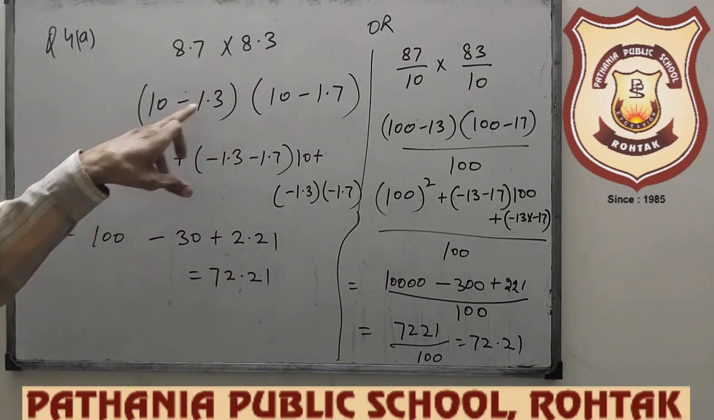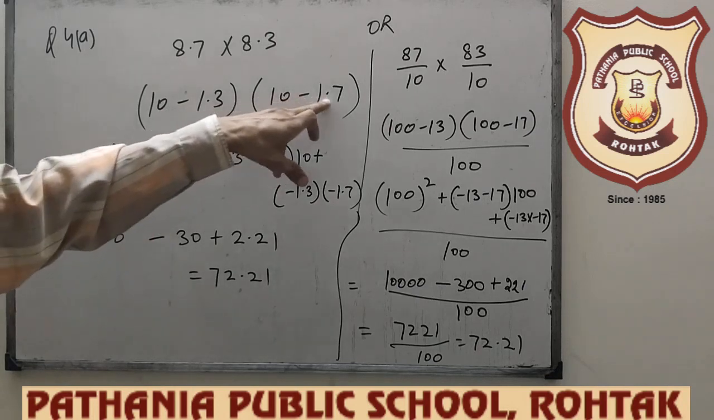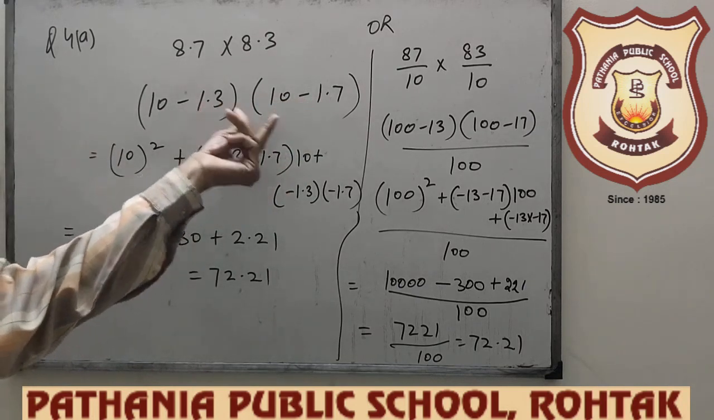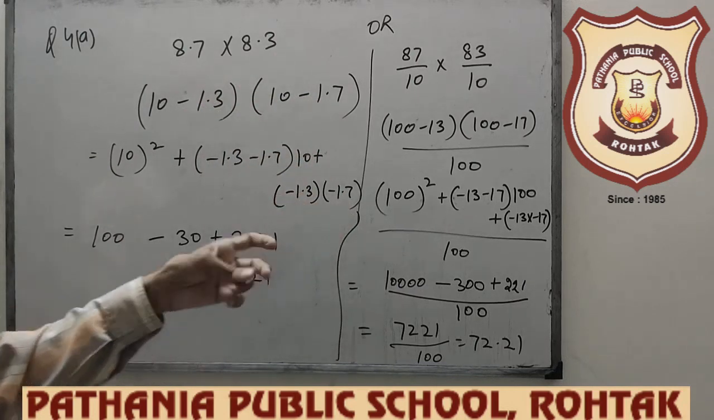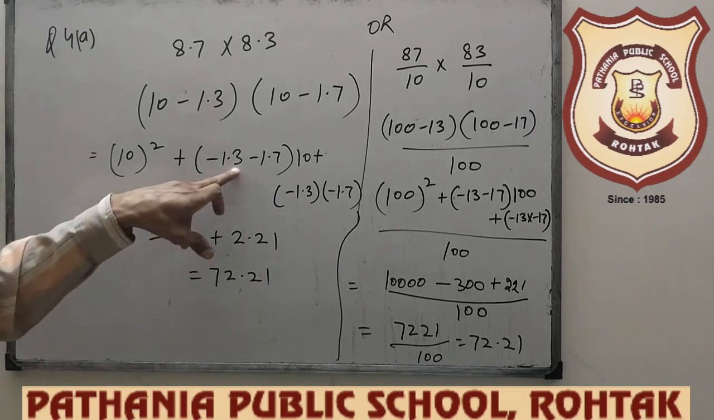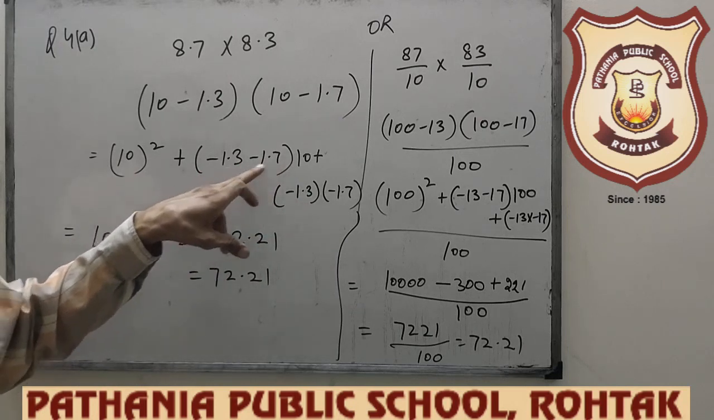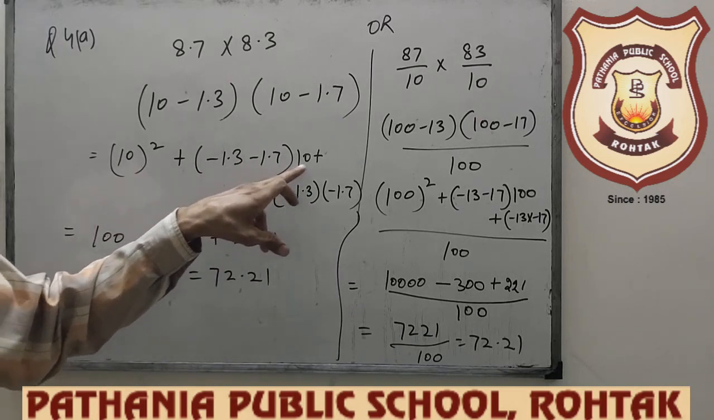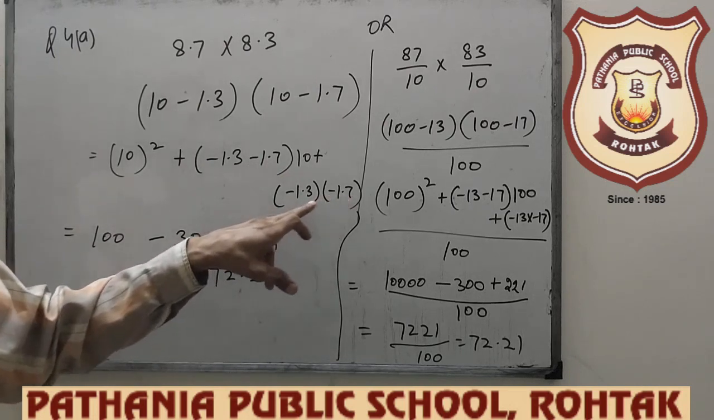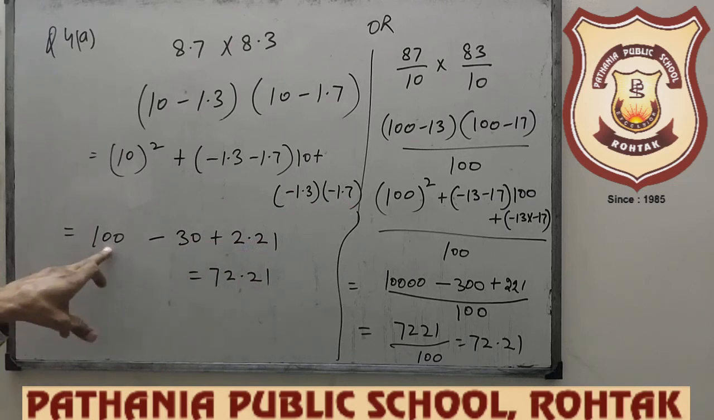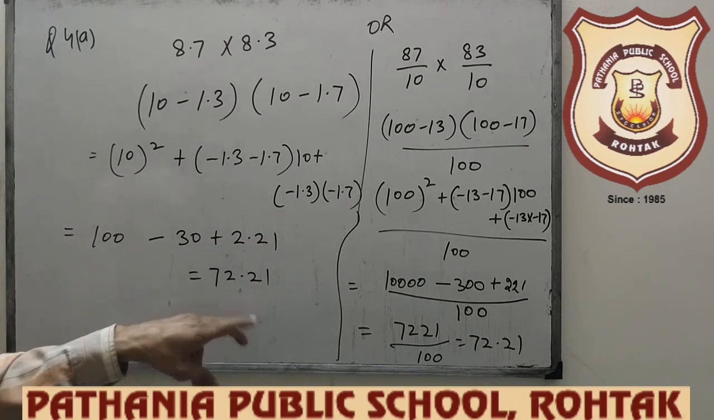Now use the identity x plus a into x plus b. X square, sum of the different terms multiplied by the same term, then product of the different terms. So in this way 10 square is 100, and minus 1.3 minus 1.7, this is what? Minus 3. 3 into 10 is 30 and product of these two is 2.21. Now if you simplify this, 100 plus 2.21 minus 30, you will get 72.21.